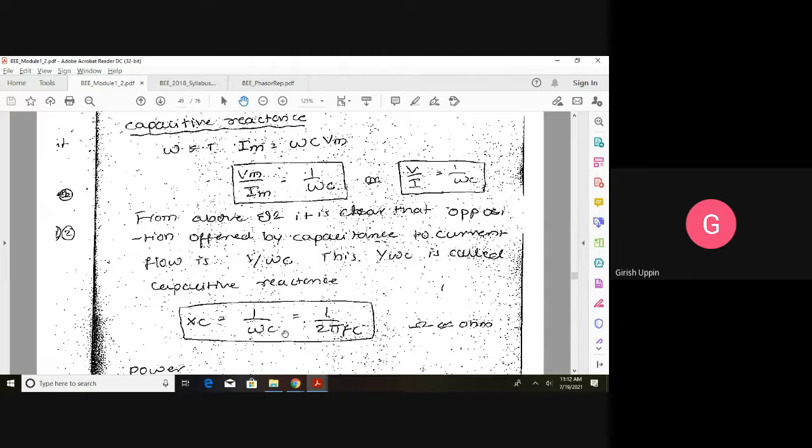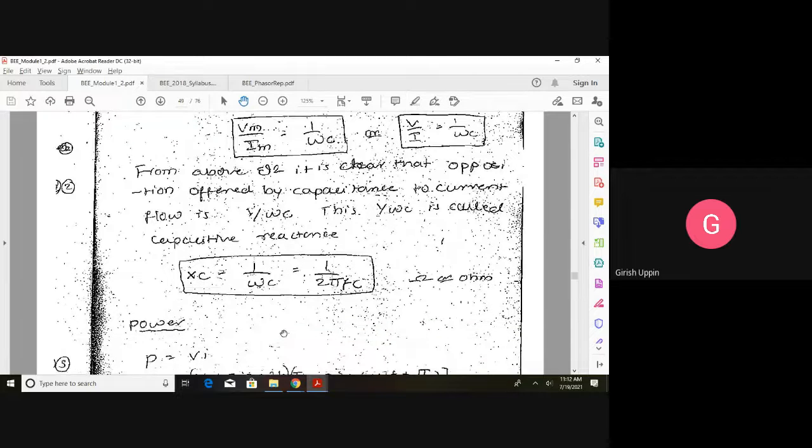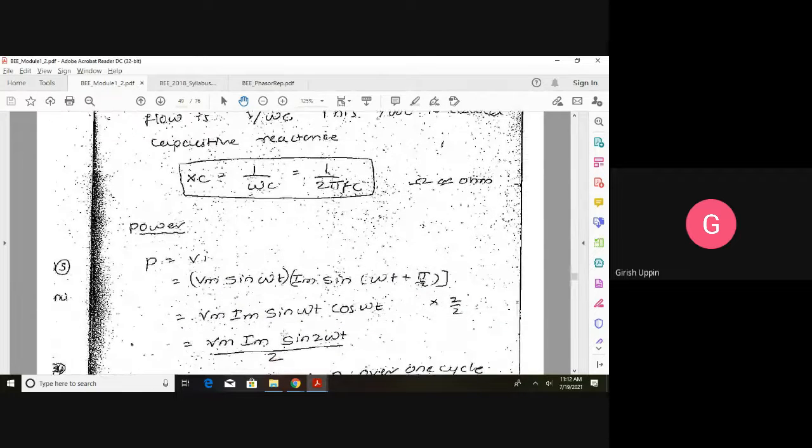Please remember, the most common mistake is this: XL they will do correctly, XL = ωL = 2πfL. But XC they also put as ωC = 2πfC, and that is a mistake. Xc is always 1 upon ωC, which is 1 upon 2πfC. Please take care that you don't make that particular mistake.